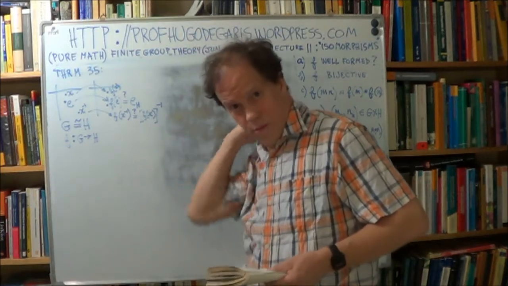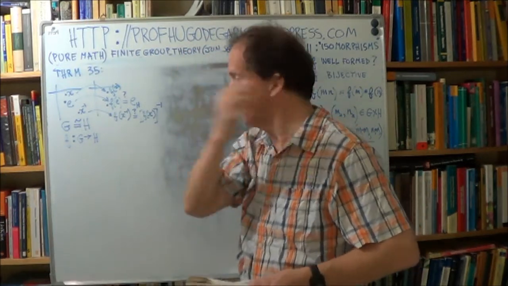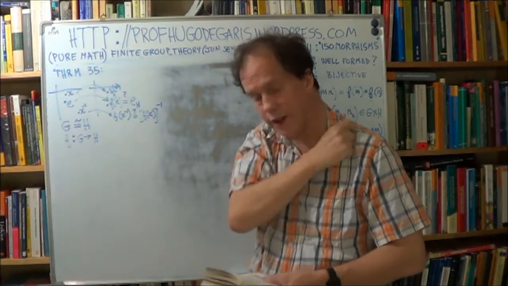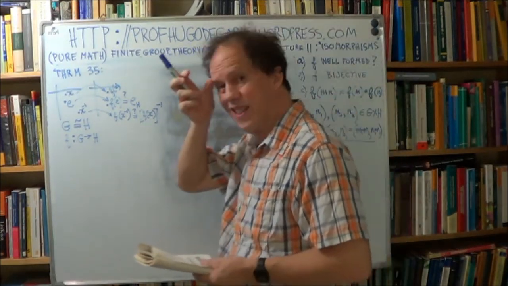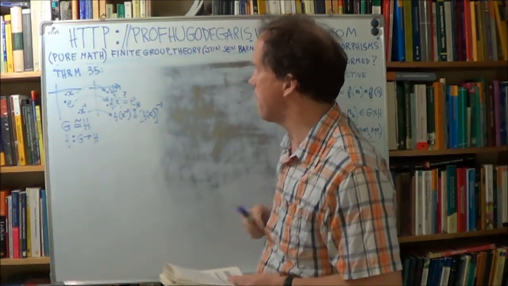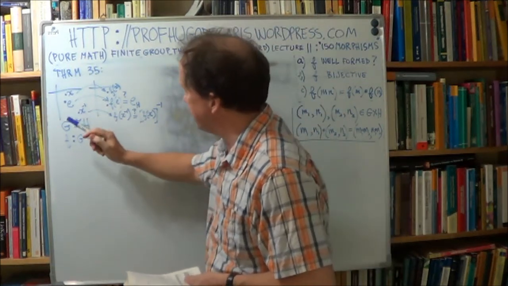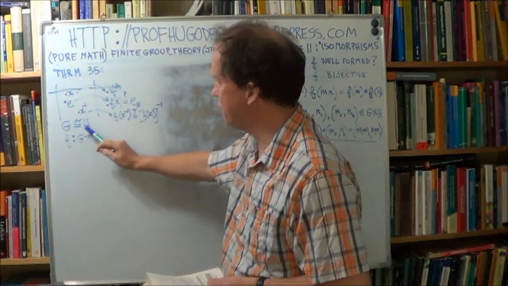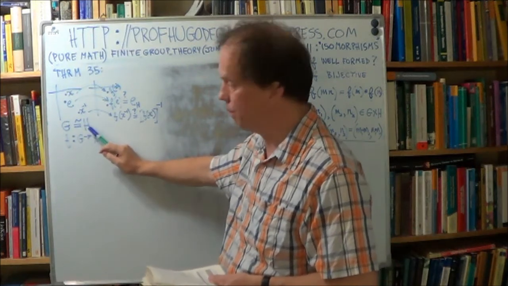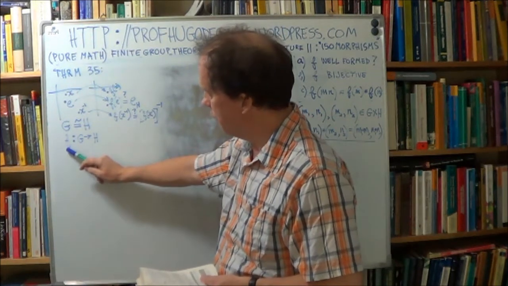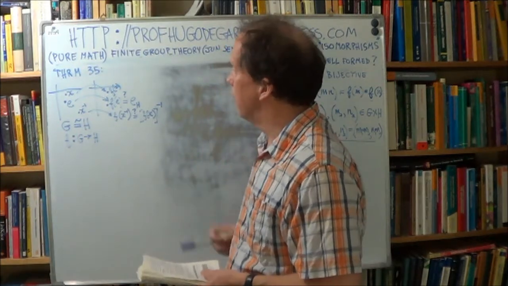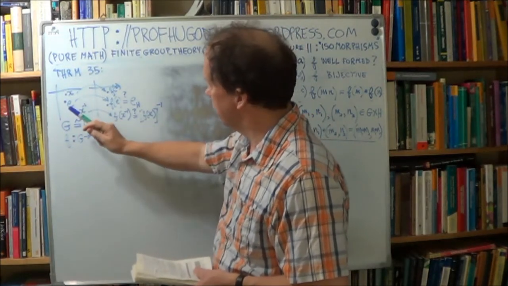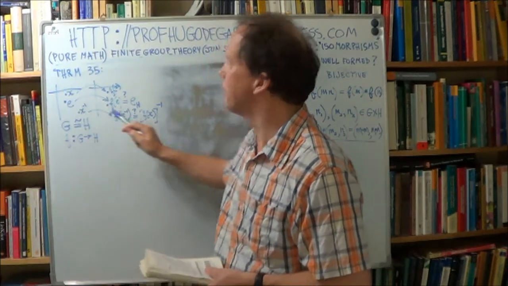So now, proof of theorem 35, and I'll spell it out explicitly before actually proving it. You have two isomorphic groups, G and H. The mapping F maps G to H. And there are two parts to this proof.